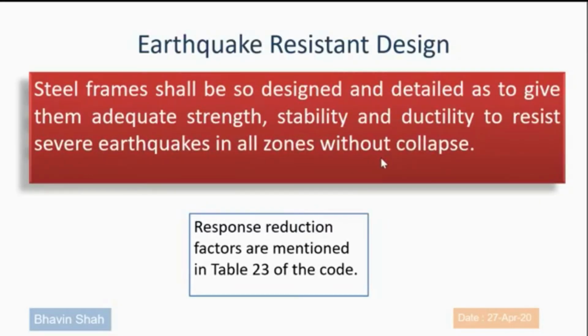So when we refer to earthquake resistant design as per Section 12, it is said that steel frames shall be designed and detailed to give them adequate strength, stability, and ductility to resist severe earthquakes in all zones without collapse. That means whatever design we perform is for the collapse prevention stage. And the response reduction factors are mentioned in Table 23 of the code, which are different from the IS 1893 code. So if we are referring to the response reduction factor from Section 12, then we have to exactly refer to Section 12 for the detailing part, right?